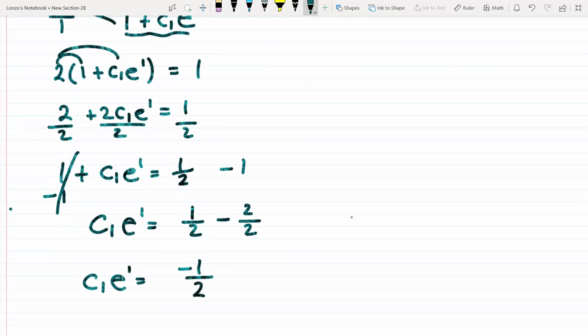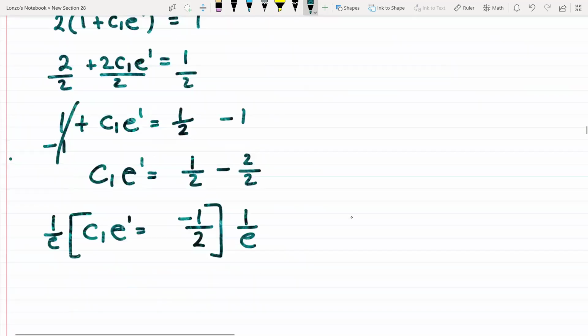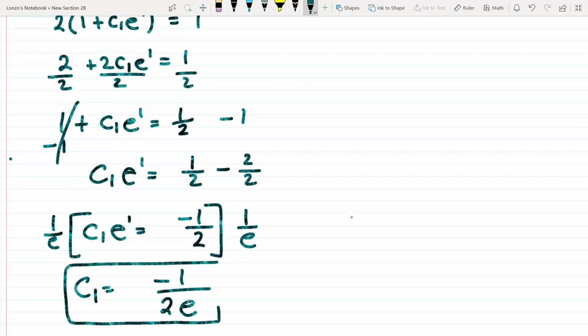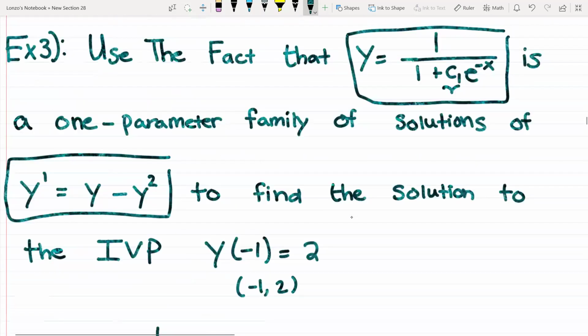Okay, and then what I would do next is find C1. You can divide by e, or you can multiply both sides by 1/e. So this is C1 equals negative 1 over 2e. I'm going to box it. So we found our C1. Now we've got to plug it back into your original equation. So your original is this one.